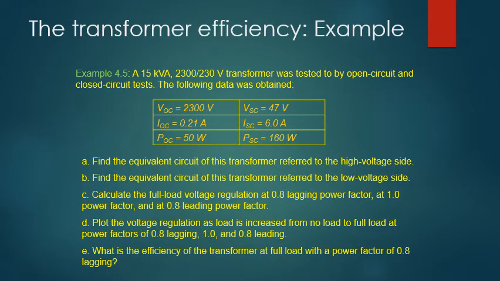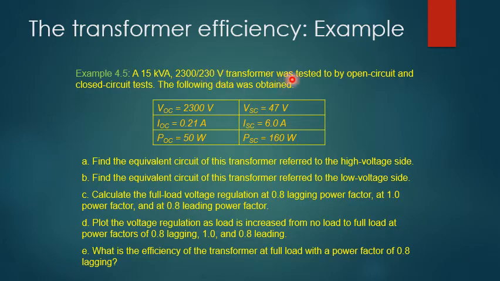Let's solve an example now. It is the fifth example in chapter 2 of the book as well. It states that a 15 kVA, this is the power, 2300 by 230 volt transformer. So this transformer is a step down transformer, and we can calculate the turn ratio as well. It would come out to be 10:1 in this case.